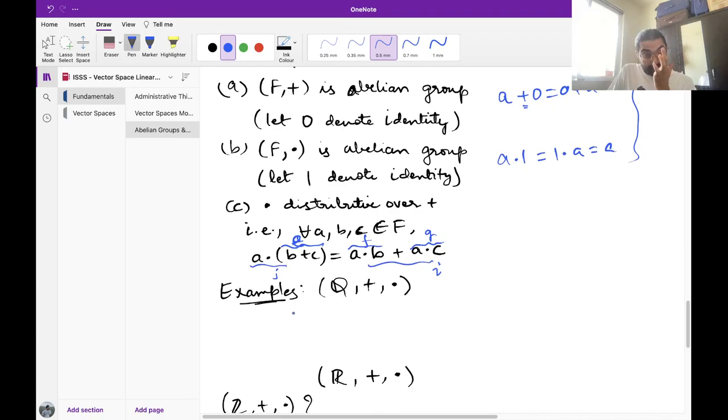It can be. Because for a rational number, we can do a plus 0 and 0 plus a equal to a, and a into 1 and 1 into a equal to a. Identity is valid here. Correct. True. So that's basically true. But there is one little caveat here.